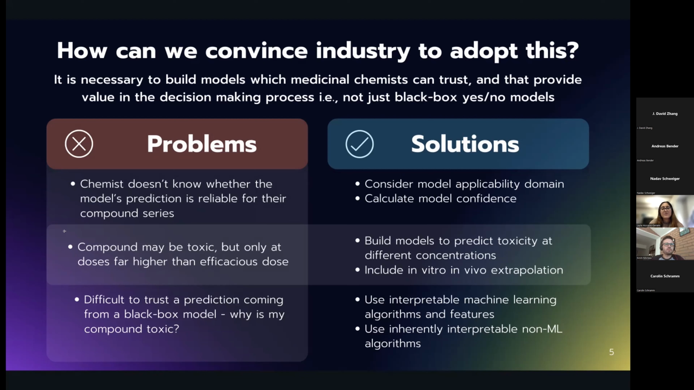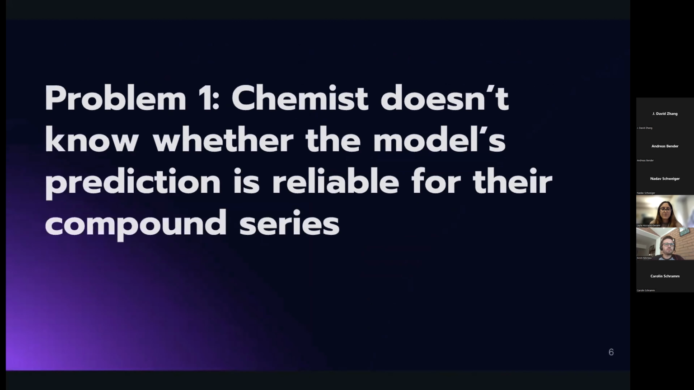So I'm going to be talking through some of the problems that we've identified and the potential solutions as well in the next few slides, before I then invite the audience to give their views as well. So the first problem is that the chemist doesn't know whether their model's prediction is reliable for their compound series. We can report very high accuracies on external test sets, but this doesn't tell us the full story. External test sets can be constructed in a way that is very biased, and indeed the data going into these models can be biased themselves in terms of areas of chemical space, for example.